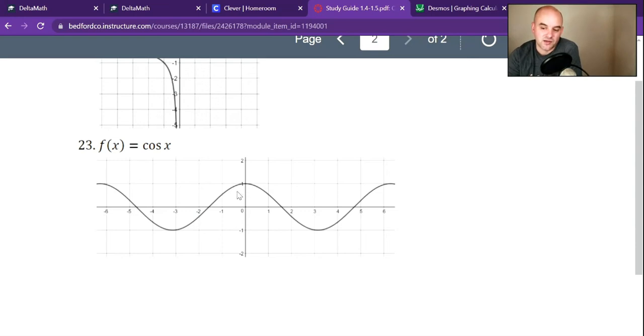But it's even because if you can't tell that by folding on the y-axis, it matches up, you can always look and say at negative 3, we're at negative 1. At positive 3, we're at negative 1. At 5, we're maybe around a third. At negative 5, we're at the same y value. That's what even functions are. It doesn't matter if you put in the positive value or the negative value, you get the same y value.